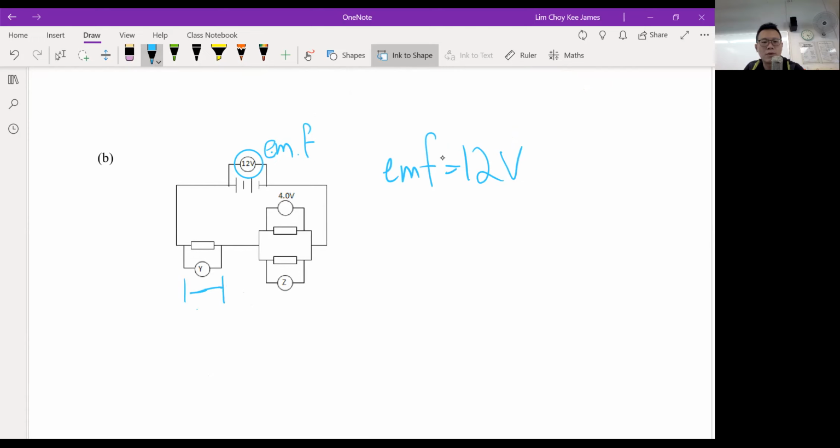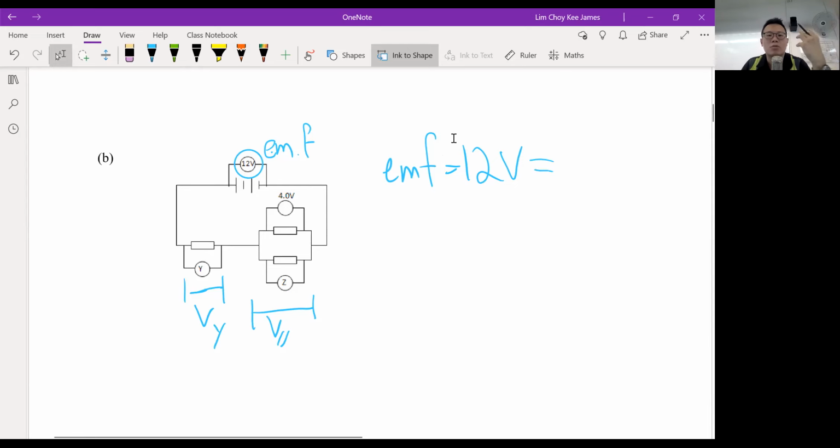Okay, this will be what we call Vy. And this particular segment of the potential difference, I will label as V parallel. The sum of these two potential differences across these two segments will make up 12 volts, because your 12 volt EMF is the battery.